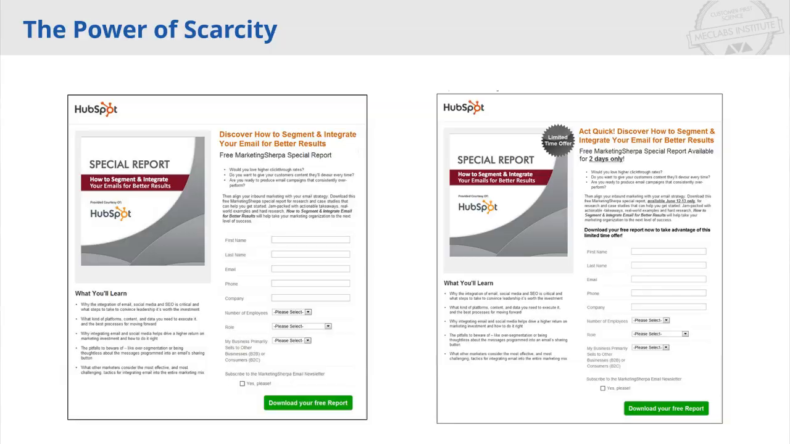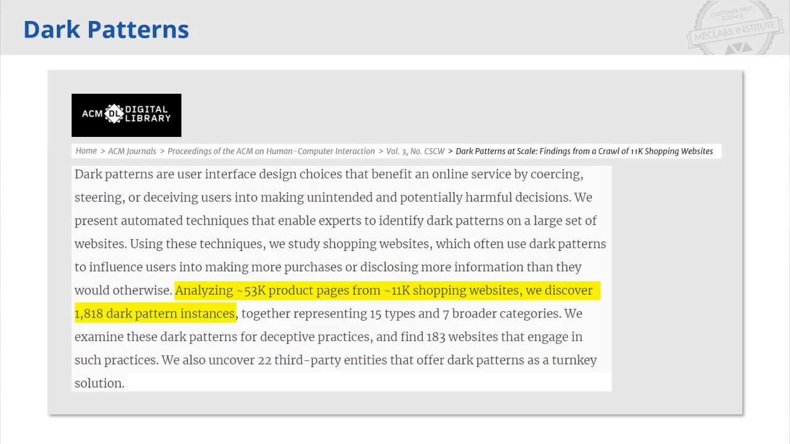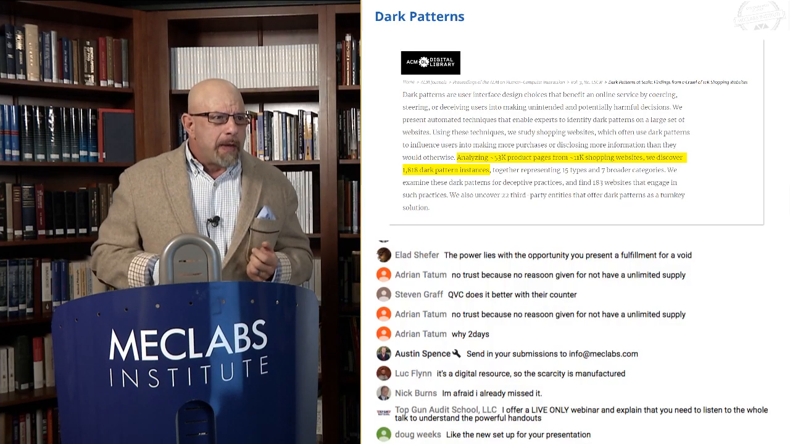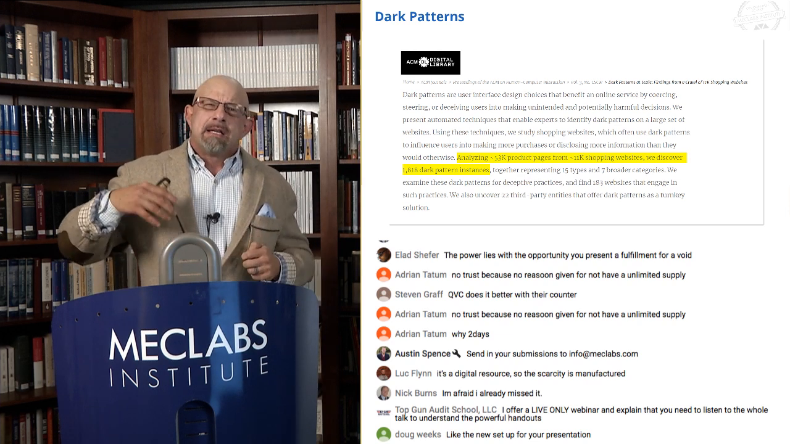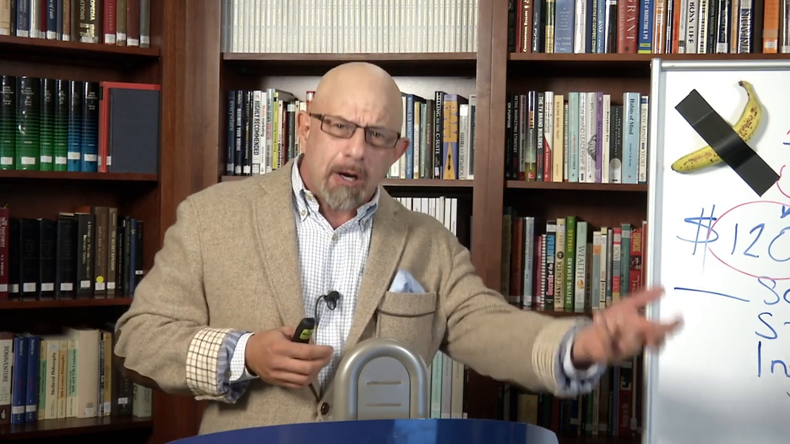But I just want to move on for a second and point out what happens when we do this in the wrong way. This is a study from an academic journal article. I think it was at Princeton. And if you look in the breadcrumbs at the top, it says dark patterns at scale. Findings from a crawl of 11,000 shopping websites. This group of scholars were trying to understand what they call dark patterns. That is, negative manipulation used by marketers to achieve an objective in their business context.